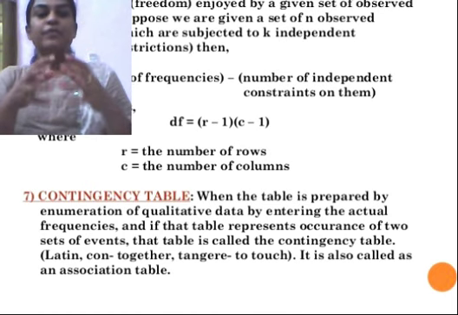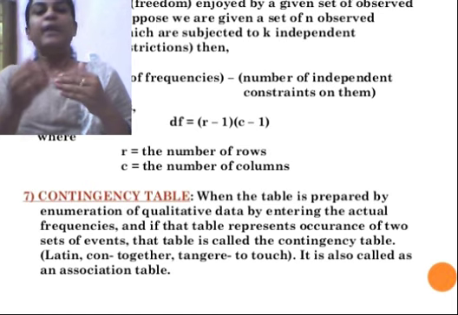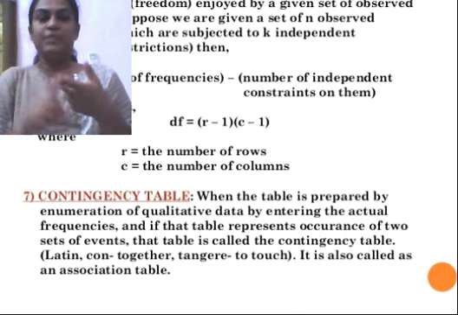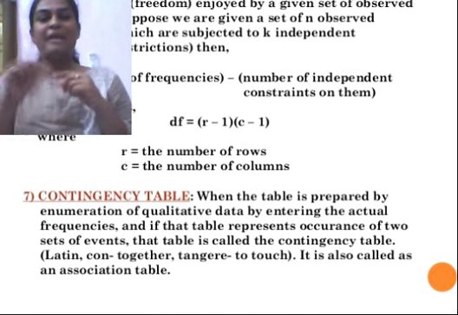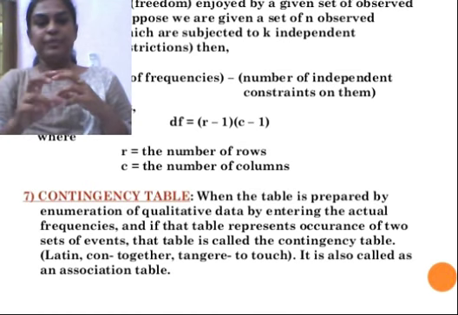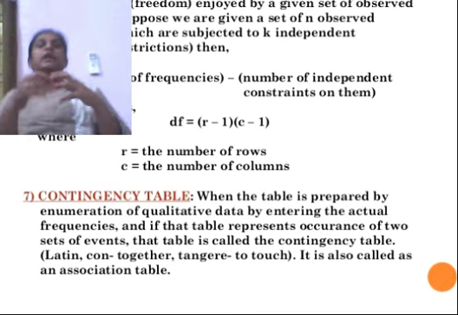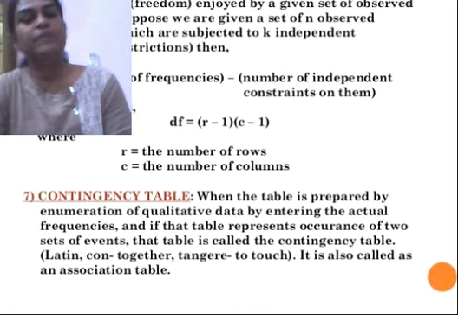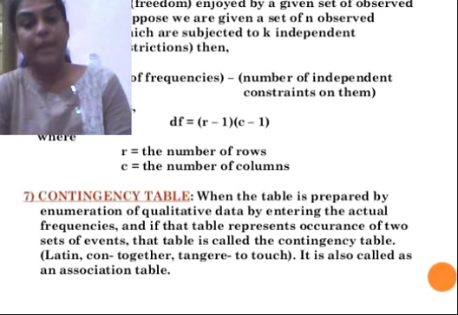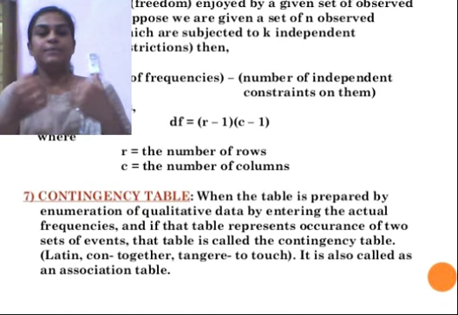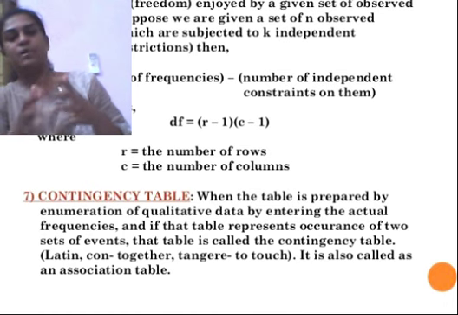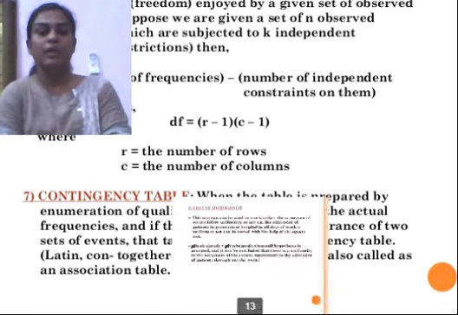It denotes the extent of independence, that is, the freedom enjoyed by a given set of observed frequencies. Suppose we are given a set of n observed frequencies which are subjected to k independent constraints. Here degree of freedom is calculated in the process of chi-square test. Another one is contingency table. This table is prepared by enumeration of qualitative data by entering the actual frequencies. These are the few terms which help us understand the techniques and steps of the chi-square test and also the ANOVA tests.